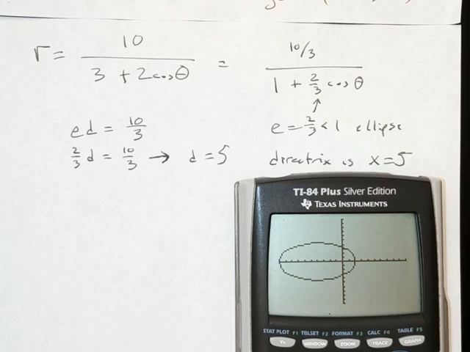I know where one of the foci is. An ellipse has two foci. The focus that I know about is at the origin.